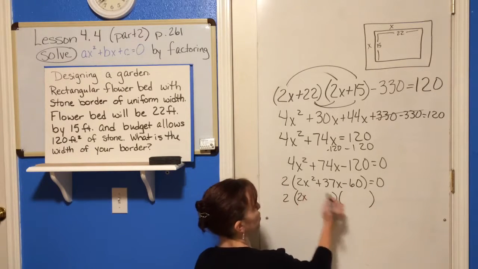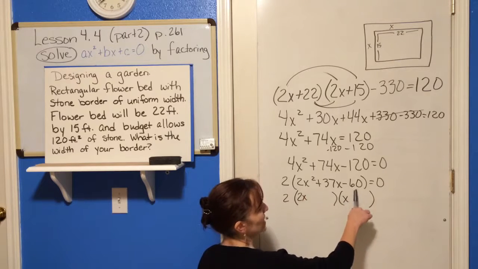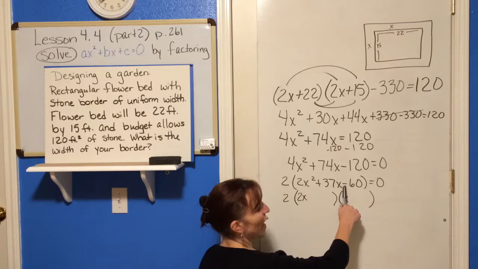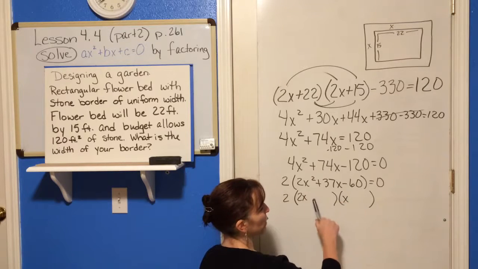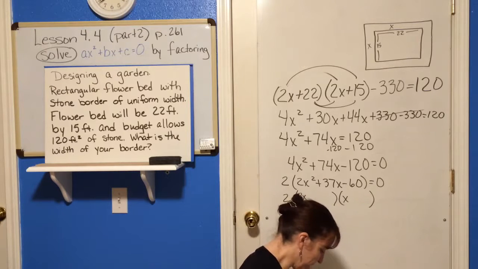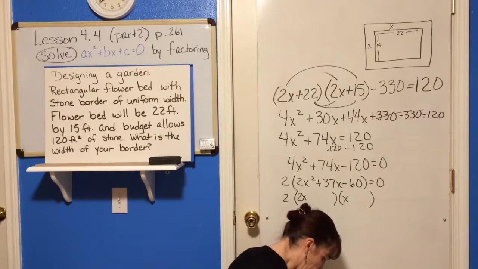2x squared is 2x times x. 60 has a lot of different factors, but the last term is negative, so we're going to have one positive and one negative. Pause it and come up with them, because I already did the work, so I'm just going to look at it.